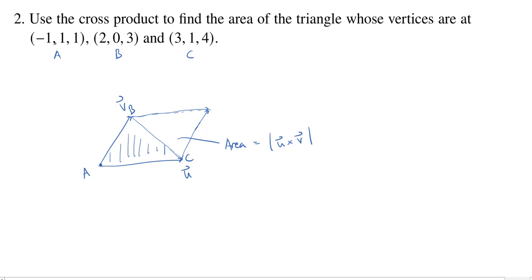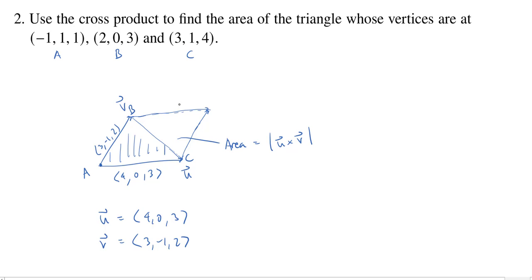So in this case, to get from A to B, the x-coordinate has to increase by 3, the y-coordinate has to decrease by 1, and the z-coordinate has to increase by 2. I could also try to get from A to C. To get from A to C, my x-coordinate has to increase by 4, since negative 1 up to 3 is 4. The y-coordinate doesn't change at all, and the z-coordinate goes up by 3. So I have two vectors. I have a u, which is equal to 4, 0, 3, and a v, which is equal to 3, negative 1, 2.